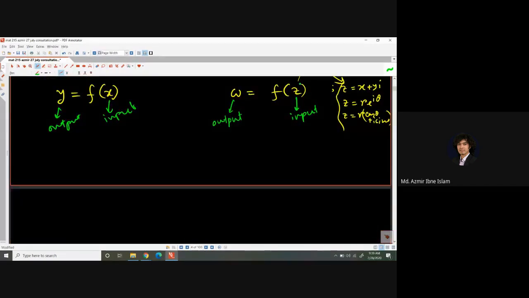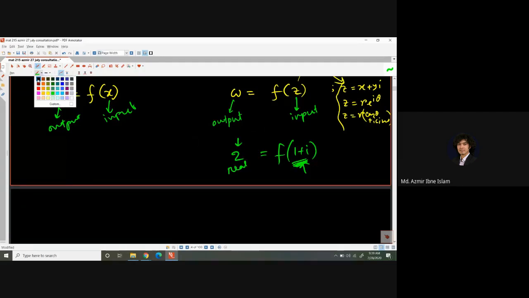Now, you will be surprised. Suppose we are inputting some value, that is 1 plus i, and we are getting a real number 2. So we are inputting a complex number, that is 1 plus i in rectangular form, and we are getting an output that looks like a real number. But is that so? Is it a real number? We are lucky that we have complex analysis.